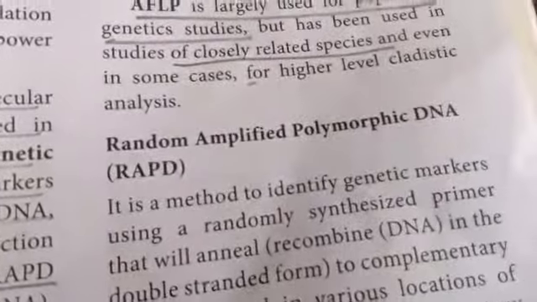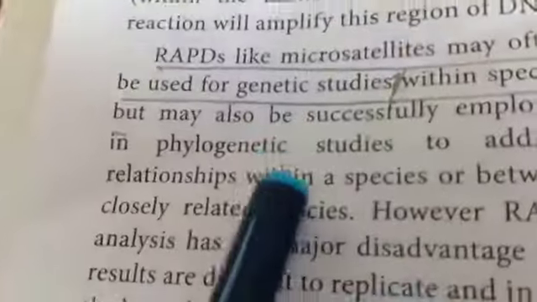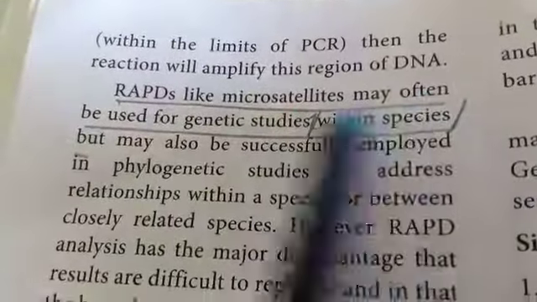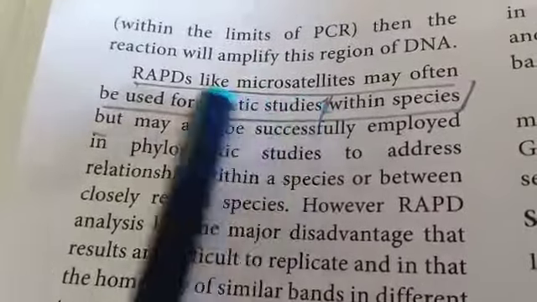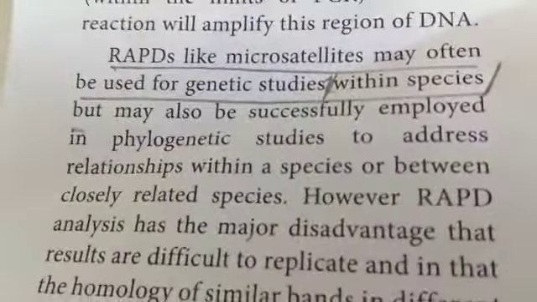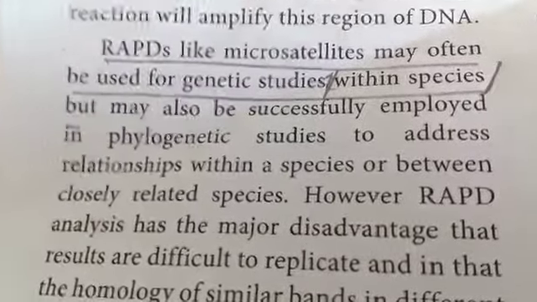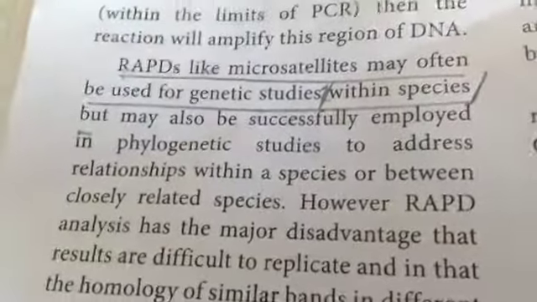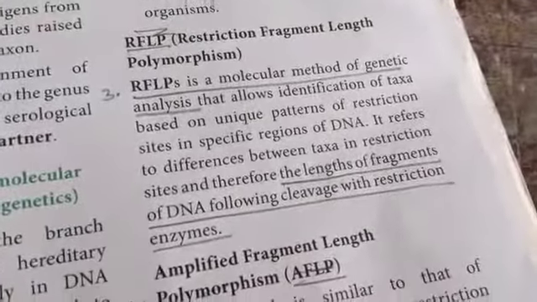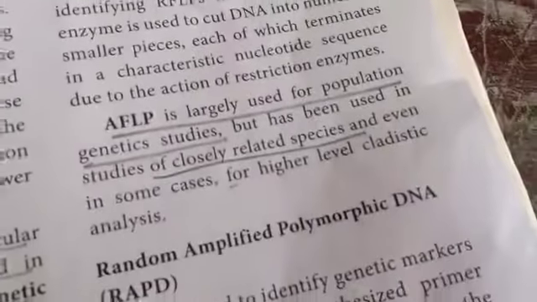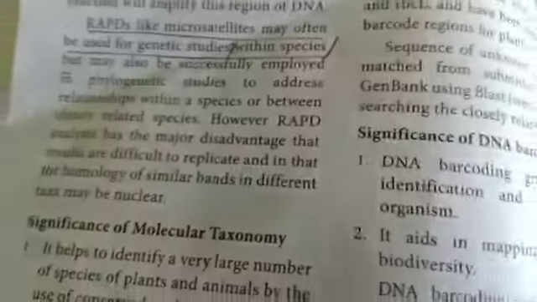So fifth point, in random amplified polymorphic DNA, the next page you have got RAPD, like microsatellites, may often be used for genetic studies. So these are the 5 points for the molecular markers. How do they help in the classification? So you will find it in the topic 5.11.5. Second paragraph you got 2 points, and in the opposite side in RFLP 1 point and AFLP 1 point, second paragraph, and RAPD second paragraph you got another point. So this should be the answer for it.